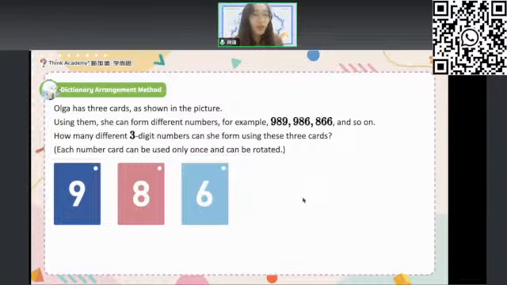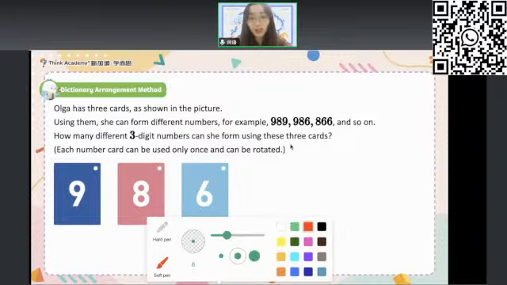So here you can see there are 3 cards as shown in the picture. Using them, she can form different numbers. For example, read the example carefully: 989, 986, 866, and so on. How many different 3-digit numbers can she form using these 3 cards?